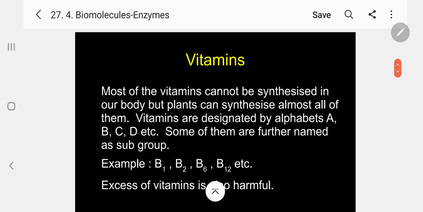Now, most of the vitamins cannot be synthesized in our body, but plants can synthesize almost all of them. Vitamins are designated by the alphabets A, B, C, D, etc. Some of them are further named as subgroups. For example, in the case of B, B1, B2, B6, B12, etc. subgroups are available in vitamin B. Excess of vitamin is also harmful. I have already informed you earlier.